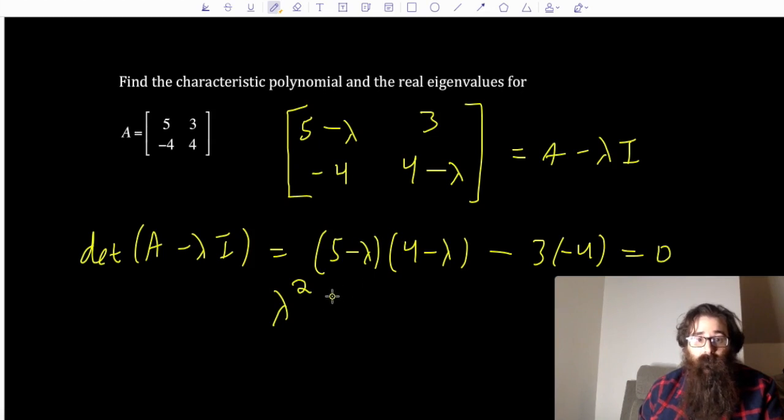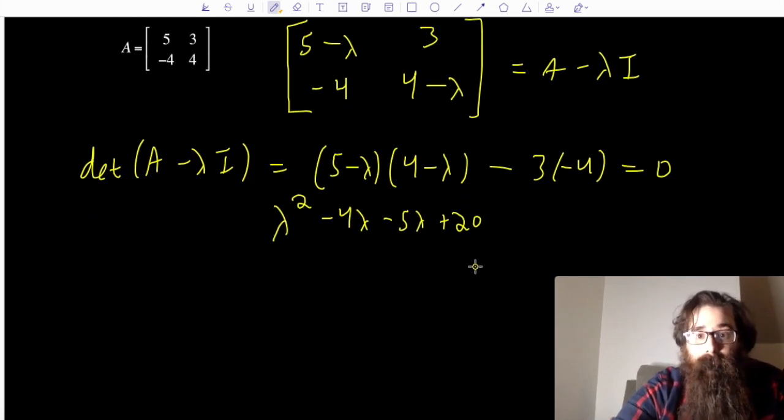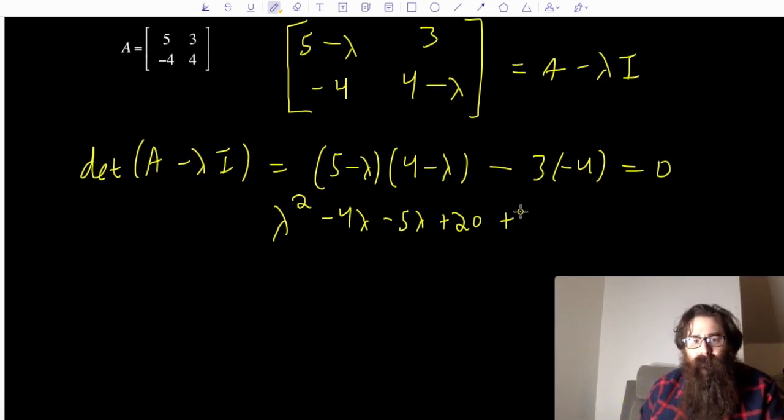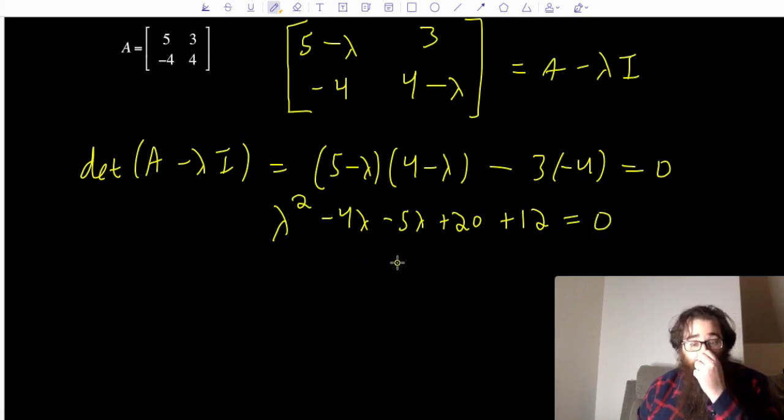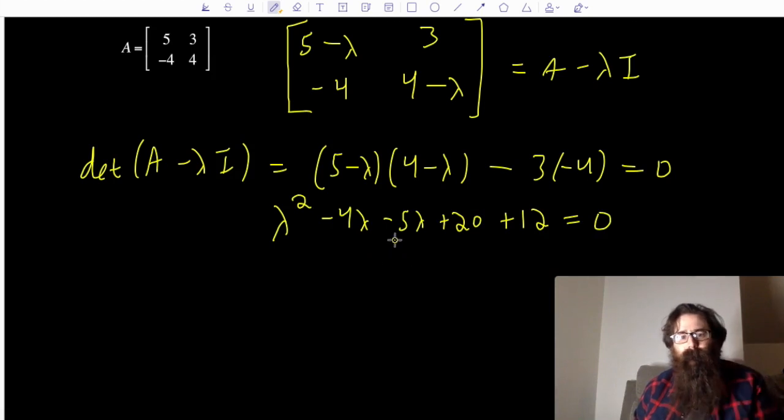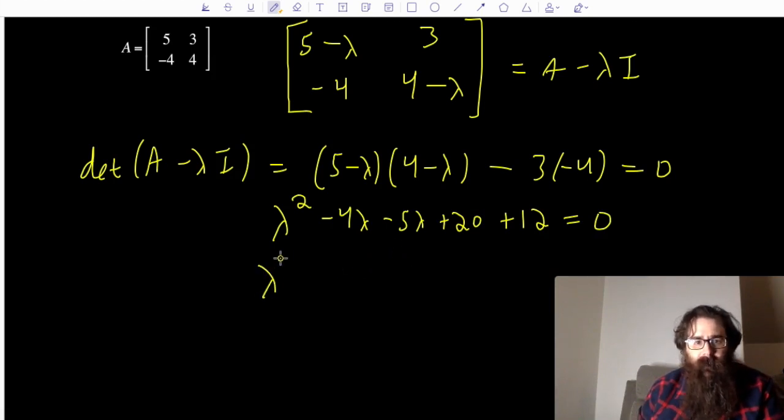Then I have negative 4 lambda, and then negative 5 lambda, and then 4 times 5, or 5 times 4, gives me plus 20. And then here I have minus negative 12, so that's going to be plus 12 equals 0. I don't want to forget about this term over here. So I got everything. I can go ahead and combine my like terms on this. So we have lambda squared. Negative 4 lambda minus 5 lambda is negative 9 lambda. 20 plus 12 gives me plus 32 equals 0.